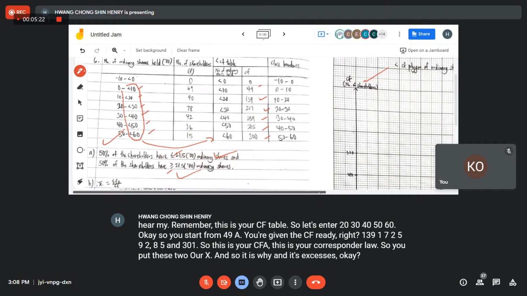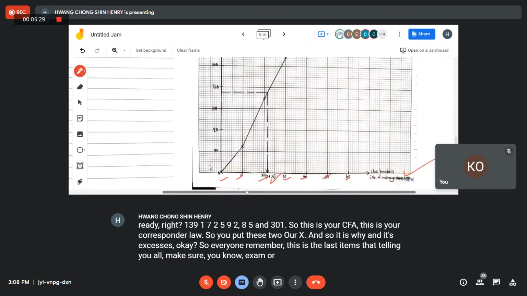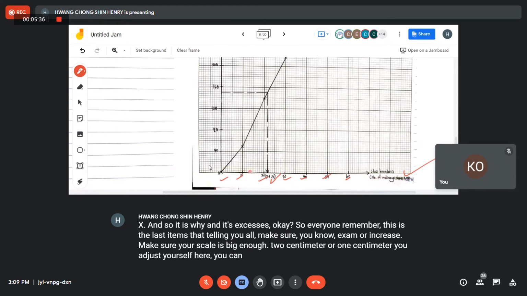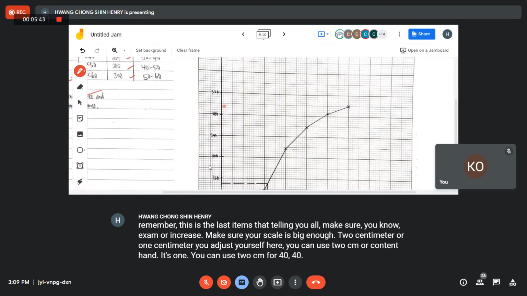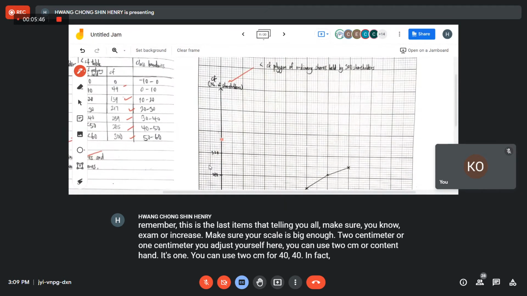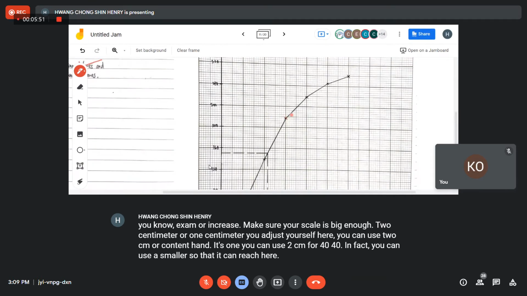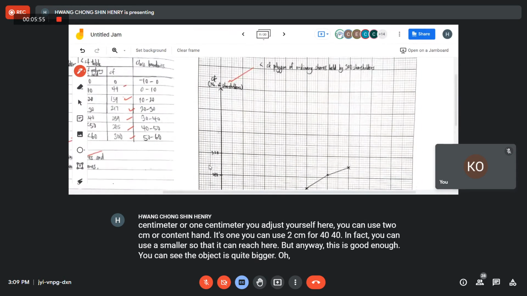Everyone remember, this is the last time I'm telling you all. Make sure in your exam or quiz, your scale is big enough. 2 centimeter or 1 centimeter, you adjust yourself. Here you can use 2 cm for 10, 10, 10. This one you can use 2 cm for 40, 40, 40. In fact, you can use a smaller one so that it can reach here. But anyway, this is good enough. You can see the graph is quite big, very clear, and this is the title.